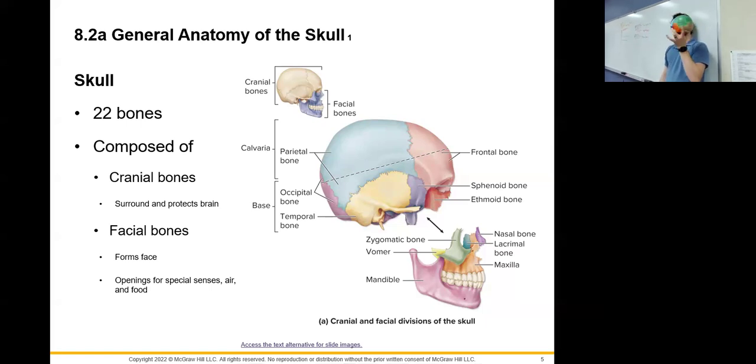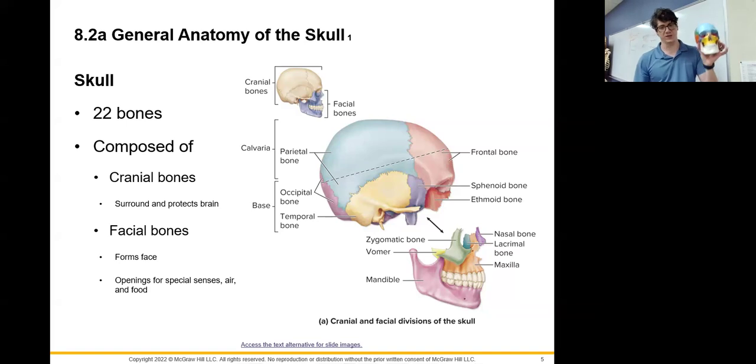Okay. Now, if we turn it this way and we look at these sets of bones, these bones are not necessarily dealing with the brain. However, they are forming the framework of our face. Okay, because these bones are forming the framework of the face, that means they're also going to have all of the openings for things like air, food, special senses, air through the nose, openings for the eyes. These are all facial bones. So we have cranial bones forming the cranial vault, and then we have facial bones, which are going to contain the openings for our special senses and things.